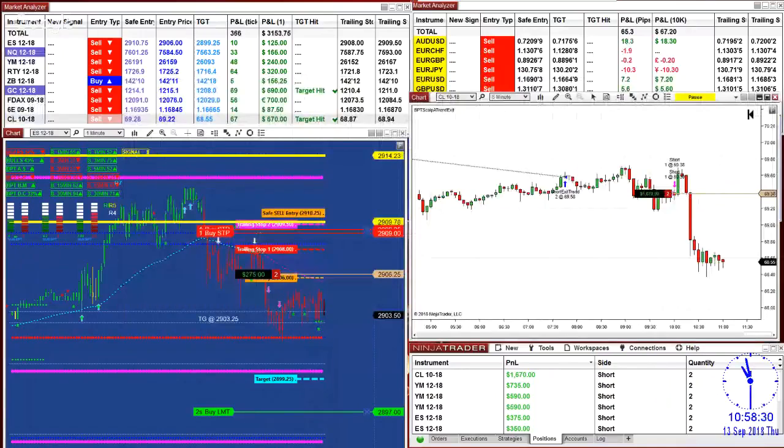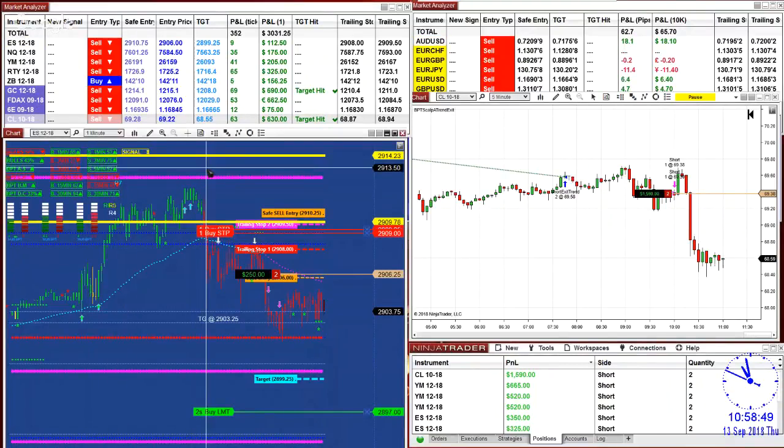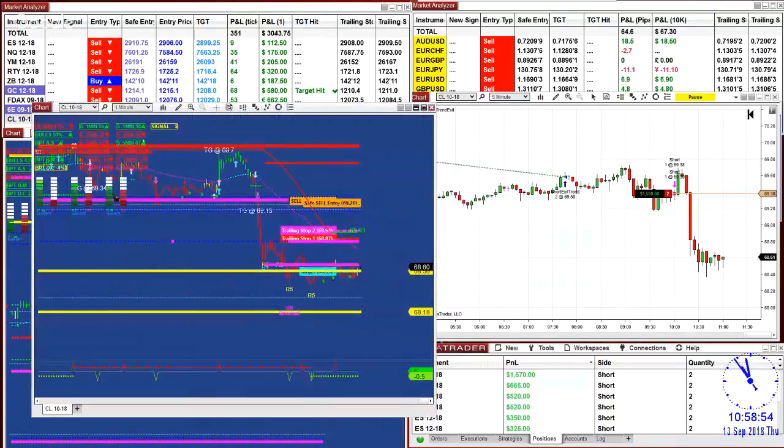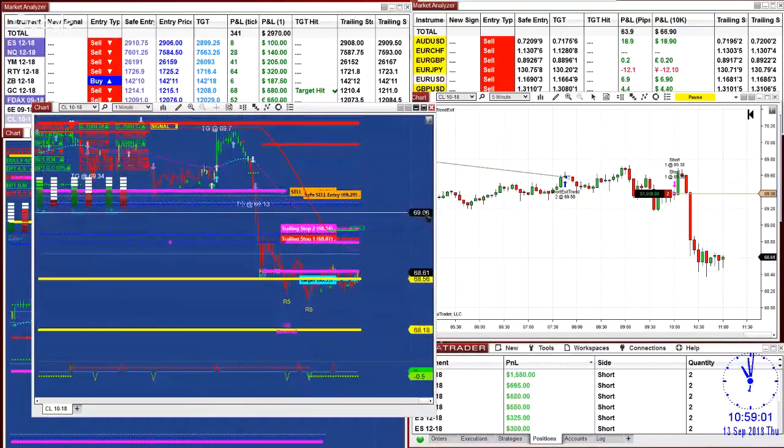And let's look at the CL price action. The price action CL, the entry was 69.22, target 68.55, somewhere around there. We are right in target. And it's getting stuck on this resistance line right now.